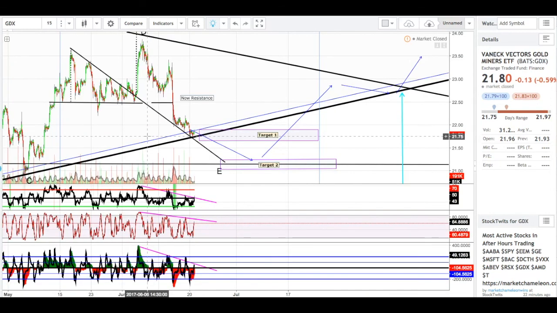Last here on the 15-minute for GDX, we can see that I've drawn that this is now resistance. This previous support line is now resistance, and I have a couple targets that I've set, and these are unmoved from my last video on Sunday, as well as these blue lines. So this is my first target. I actually bought some GDX today once we came down into this zone, and I plan to accumulate more shares if we drop down here to target 2.